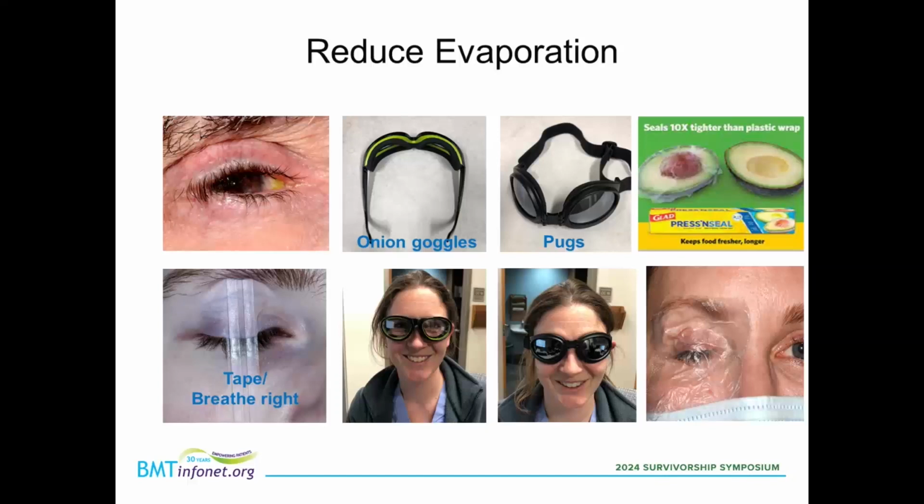These can be very helpful during the day to block evaporation. They can be very helpful at night to block evaporation if an eye is open. Finally, if we have acute reasons to close the eye, rather than doing a tarsorrhaphy and surgically doing it, we use Glad press and seal wrap.